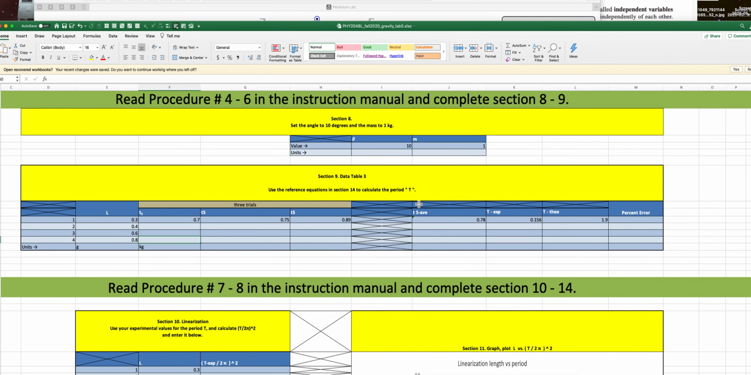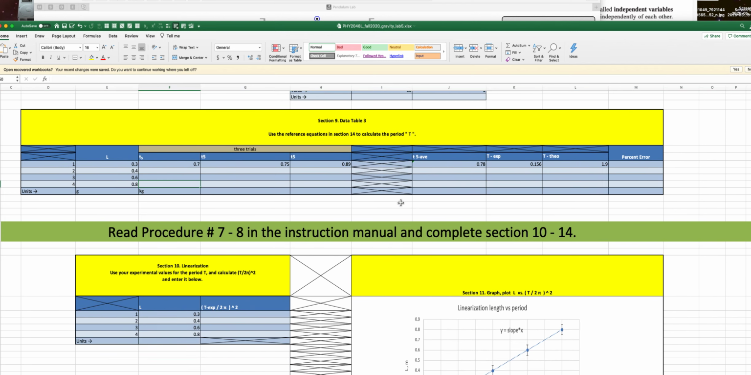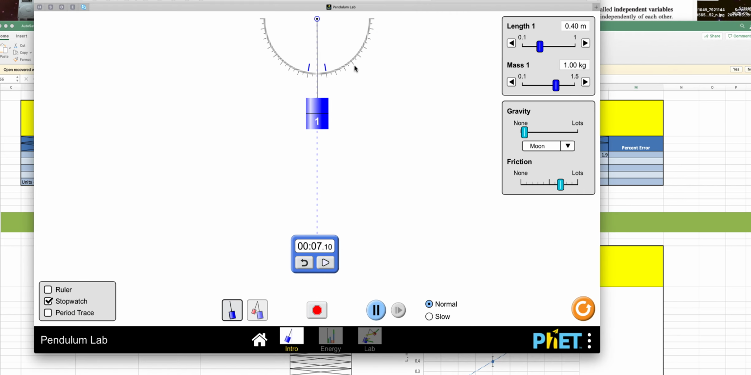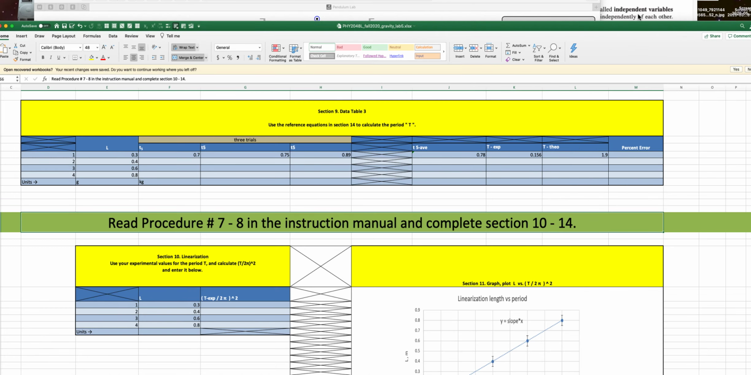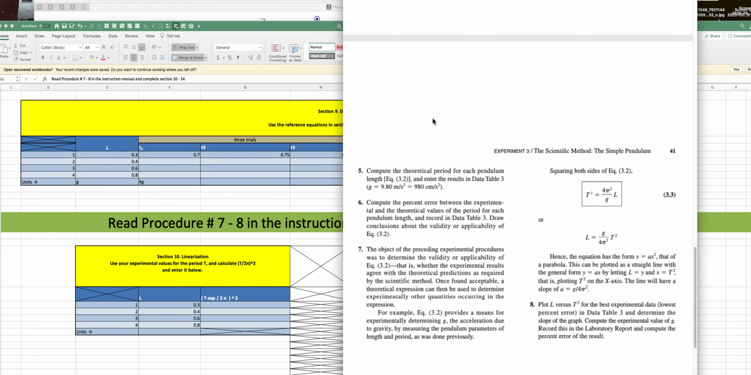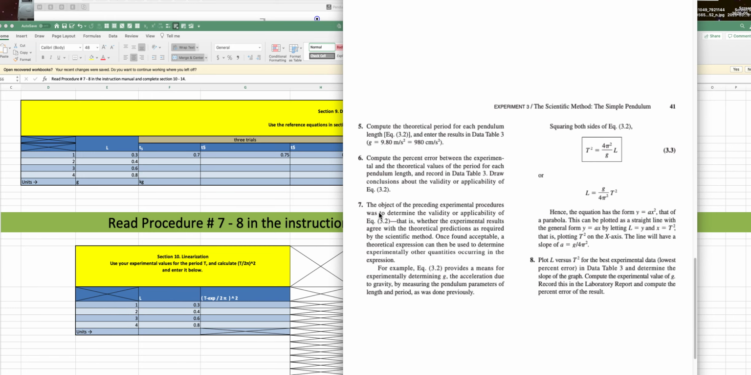And now once you've completed this section, then you're going to go to procedures 7 and 8. So it's the same experiment. We're just adding another part to the same experiment here. So actually you're done taking data after you completed this part here. So in procedure 7 through 8, this is just now how to linearize the graph.